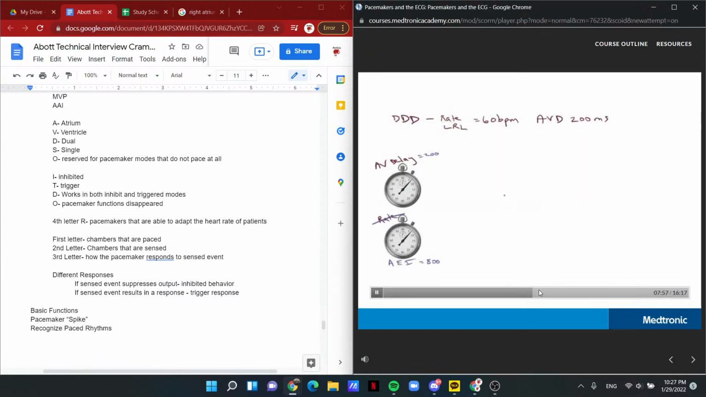Let's now take an example of a different patient with the same pacemaker, programmed with the same parameters, 60 beats per minute as a lower rate limit and 200 milliseconds as an AV delay.